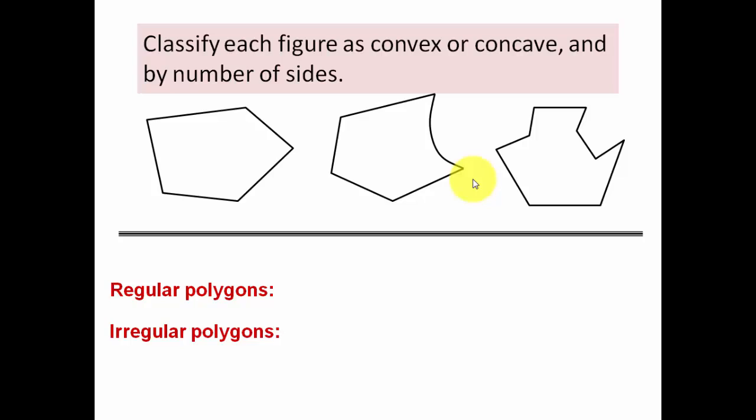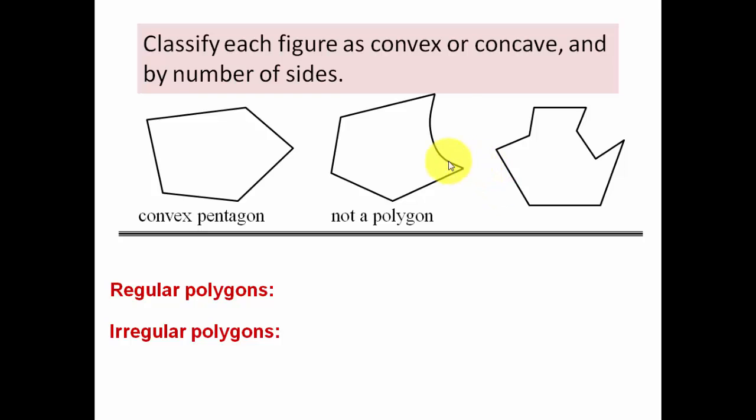Alright, classify each figure as convex or concave and by its number of sides. So the first one is going to be convex, and it has 1, 2, 3, 4, 5 sides. So it's a convex pentagon. The next one is not a polygon.